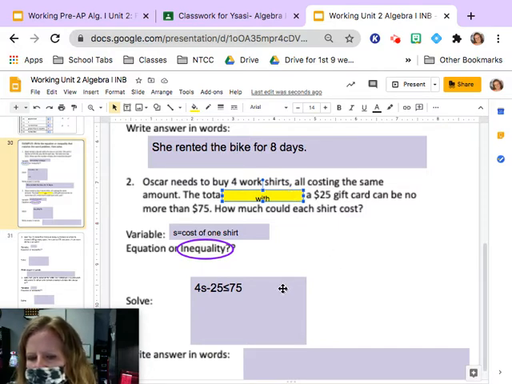Oh, you can also draw. Yeah, you could also draw it. And then it changes it to the actual symbol.